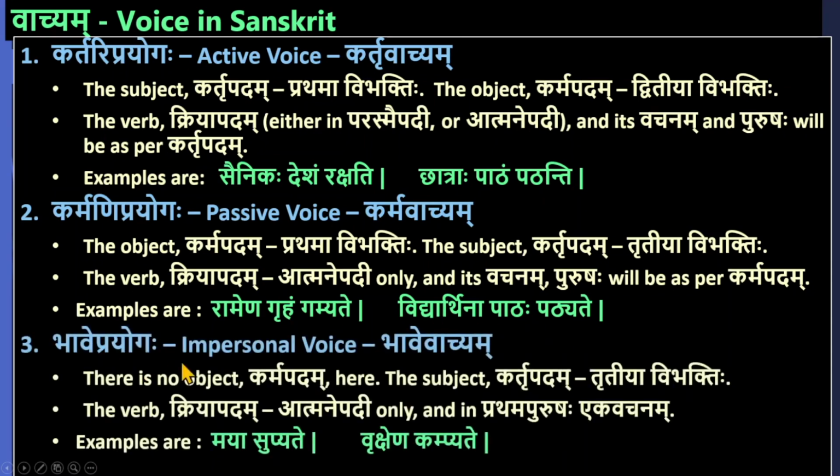And third is Bhave prayoga, impersonal voice, which is bhave vachyam. There is no object karmapadam in this bhave prayoga. The subject kartrupadam will be in tritiya vibhakti. The verb kriyapadam will be in atmanepadi only and will be in prathama purusha ekavachanam. Examples are Maya supyate. By me sleep is happening. I am sleeping is the way of telling it in Maya supyate. Vrikshena kampyate. By the tree it is being trembled, the tree is shaking, like that.